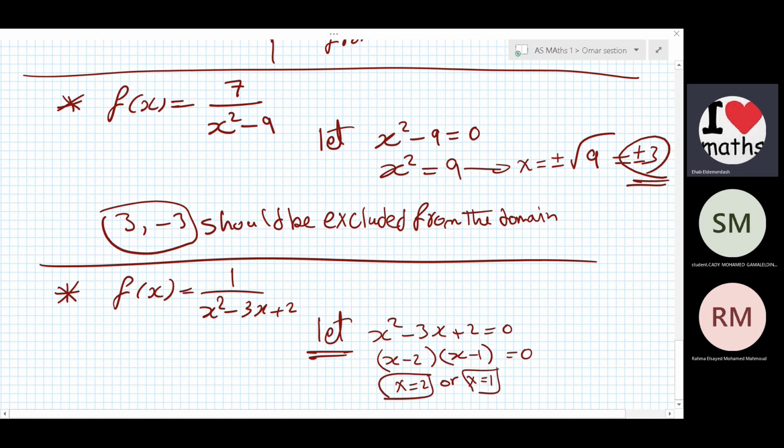What about these two values? They should be excluded. Not only the 2 or only the 1. Both of them should be excluded. Are we clear on that?